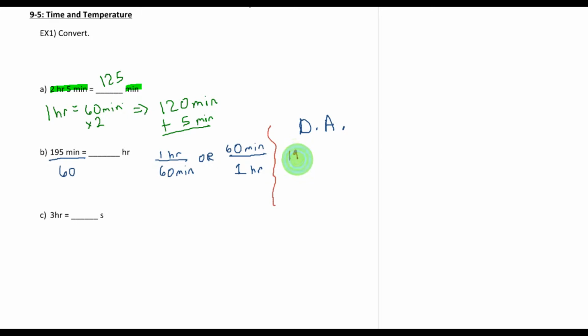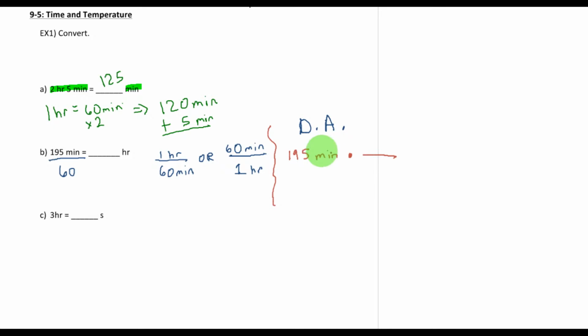Well, I have 195 minutes, and I want to cancel out or get rid of minutes and convert it to hours. Well, if I were to multiply 195 by one of these conversion factors, so I'm going to put a multiplication symbol down, then I've got to decide, will I choose this conversion factor or this conversion factor? So let's just write a fraction bar down real quick. Look at the set of units you're starting with. You're starting with minutes. I want to get rid of the units minutes.